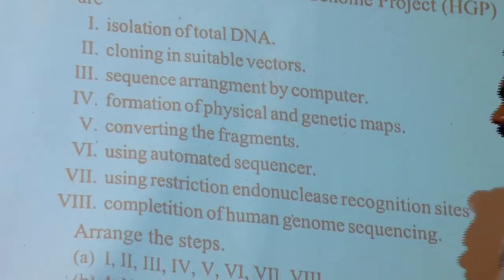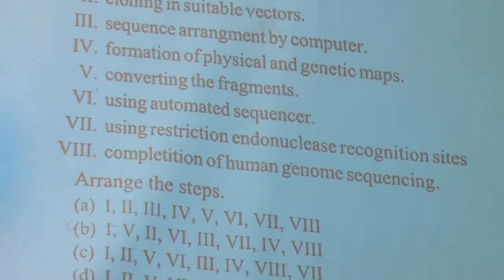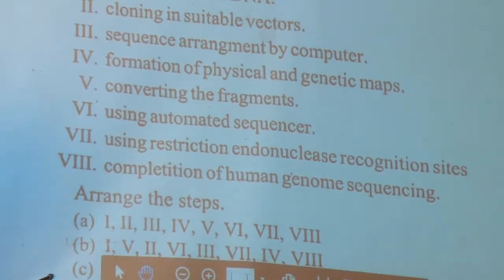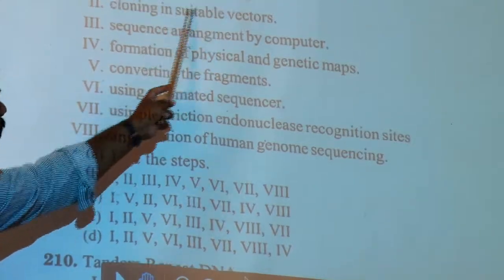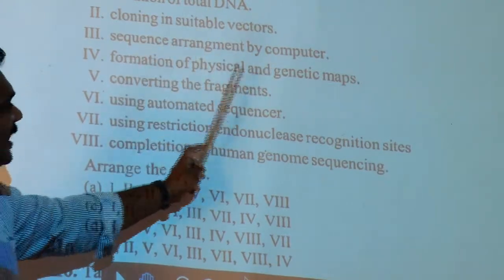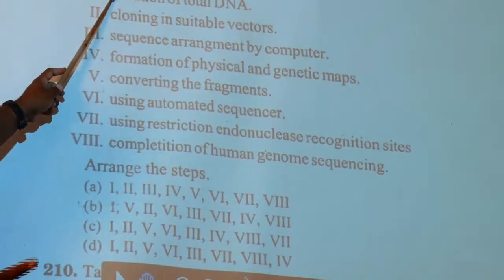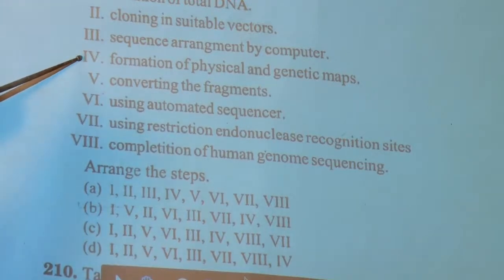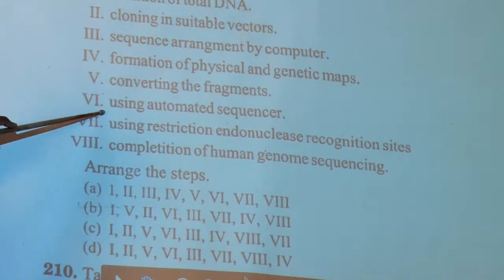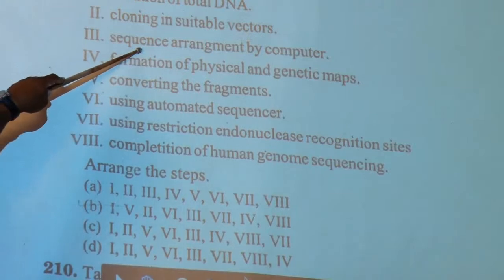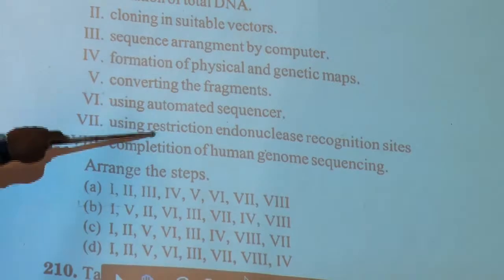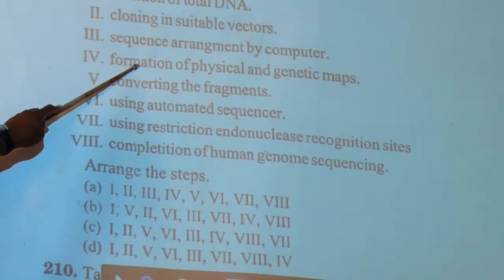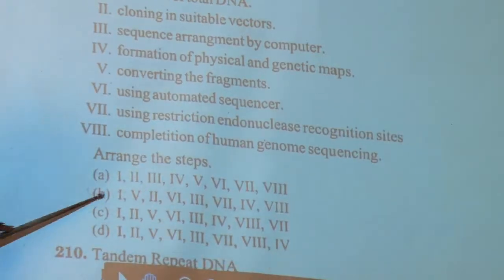Steps in sequencing the Human Genome Project is our last question, already marked here and erased by pencil. Steps involved in DNA sequencing in the Human Genome Project. Isolation of DNA, cloning into suitable, no. Sequence arrangement by computer, formation of physical and genetic maps, converting the fragments. Isolate the DNA, break into fragments, transfer into BAC or YAC. Then using automated DNA sequencers, match them. Then you get arrangement using computers after automation. Then comes using REN recognition sites, formation of physical maps and genetic maps. Last, completion of human genome sequencing. So the option is B.